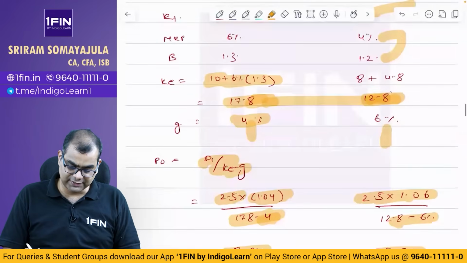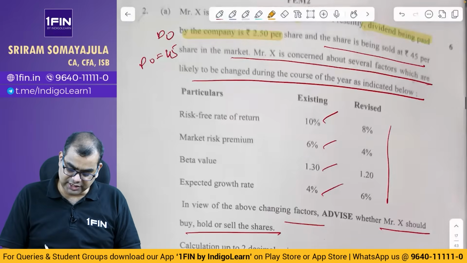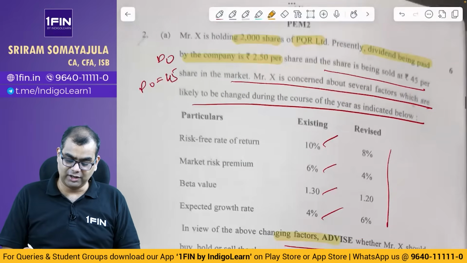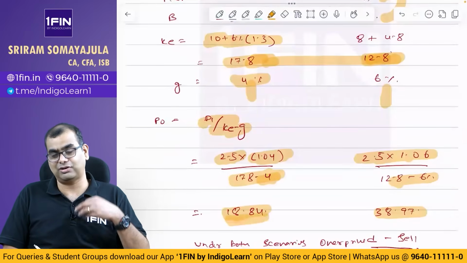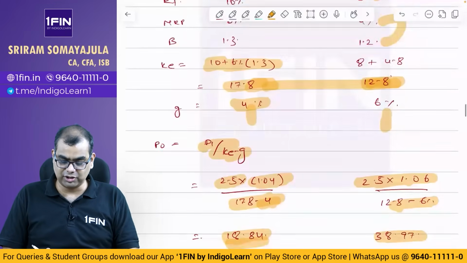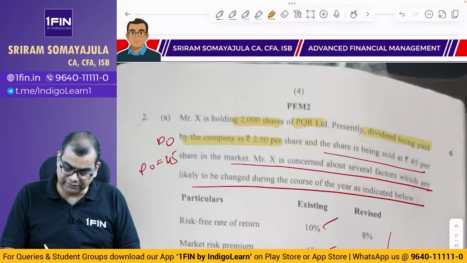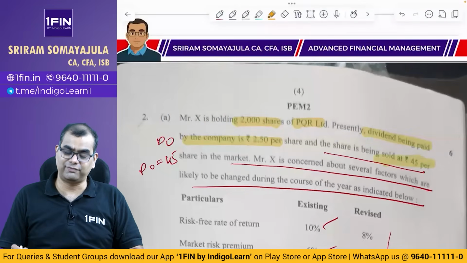So what are they asking? They said in view of the changing factors, advise whether you should buy, hold, or sell the shares. Okay, Mr. Shea is already holding. Now, under the existing scenario, his value is 18.84. At that rate itself, he should have sold. Okay, because market price is what? Market price is 45 bucks. He should have sold off and made money.